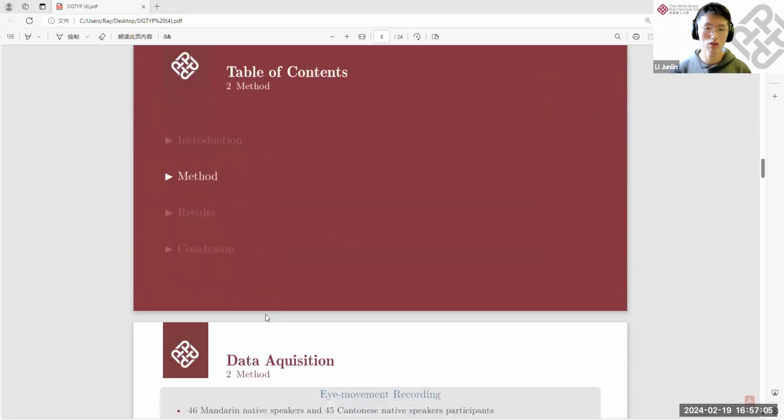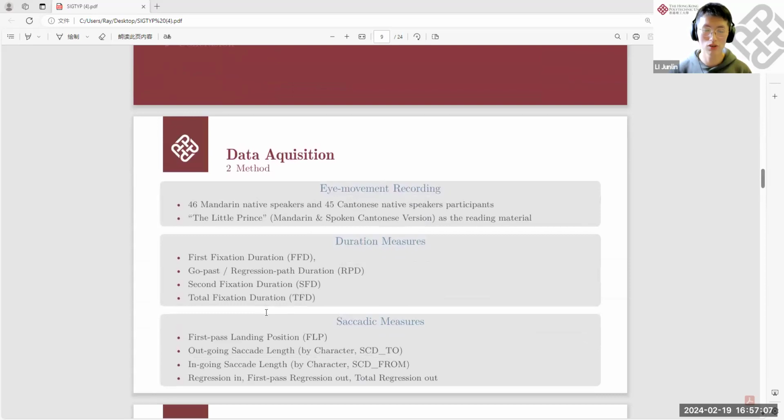So to answer the two basic questions of this research, we did eye movement experiments with 46 Mandarin native speakers and 45 Cantonese speakers. And we took little prince as the reading material. And we extracted duration measures and stochastic measures.